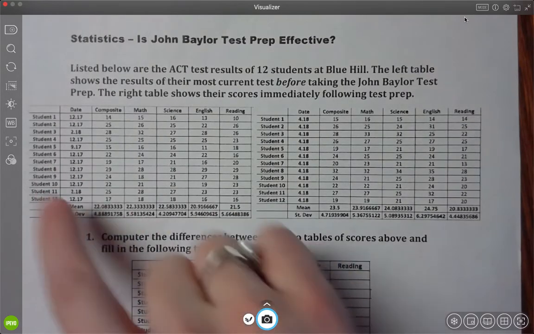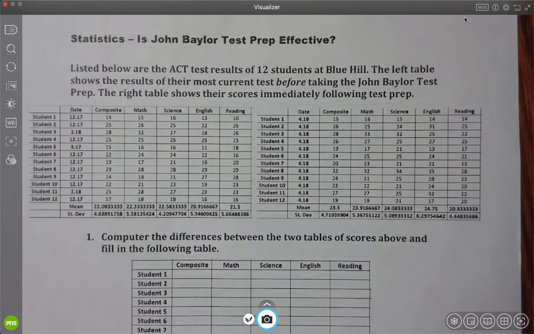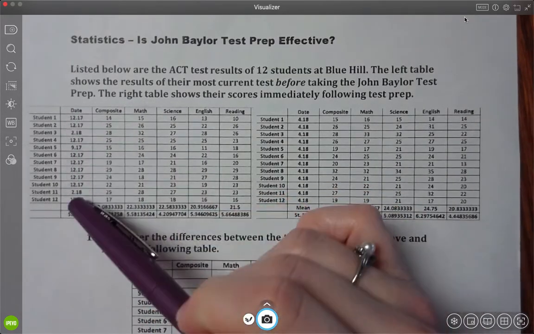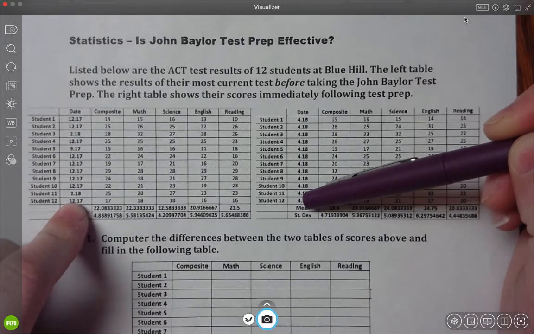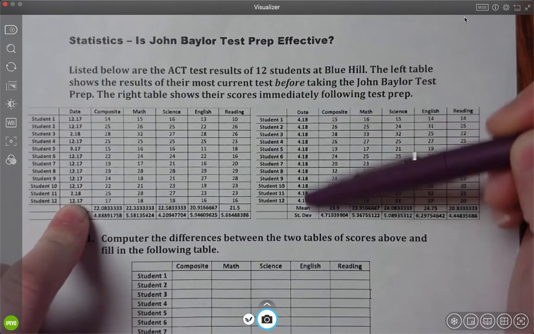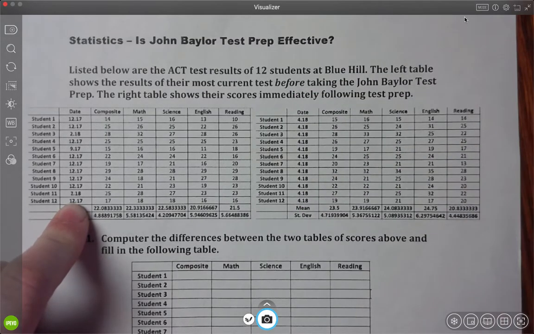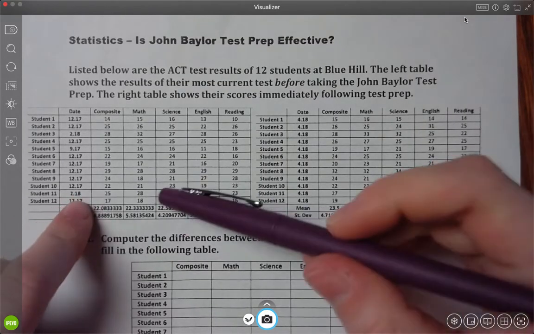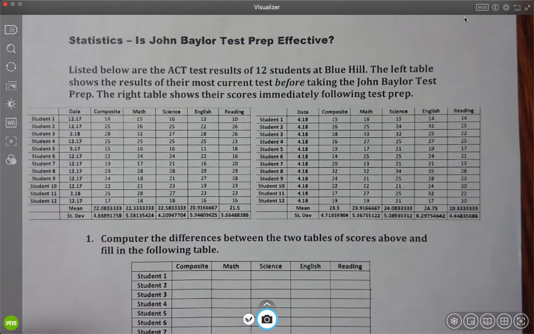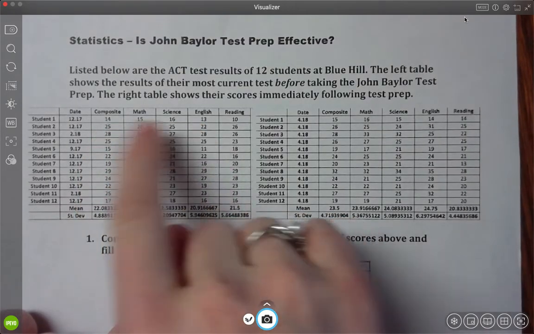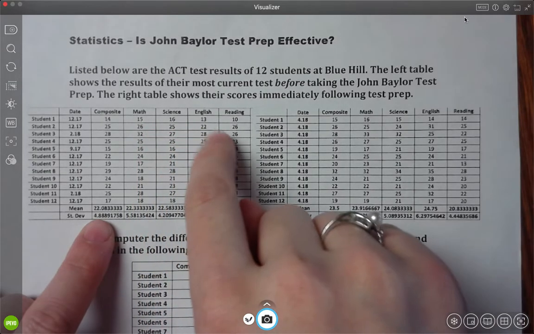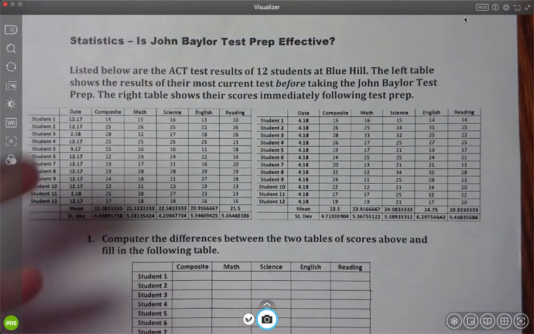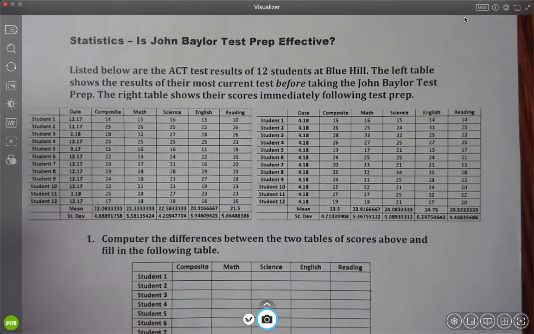I have 12 students here. There were only 12 students that had scores before John Baylor and then scores after John Baylor. So this was the date that they took the test before doing the John Baylor test prep, and this was the date that they all took the ACT on the same day. We're going to look at those test results by these categories. The composite score would be all 4 categories together, and then just looking at math, science, English, reading, did it improve, or did John Baylor not really affect the scores at all? Was it kind of a waste of time?